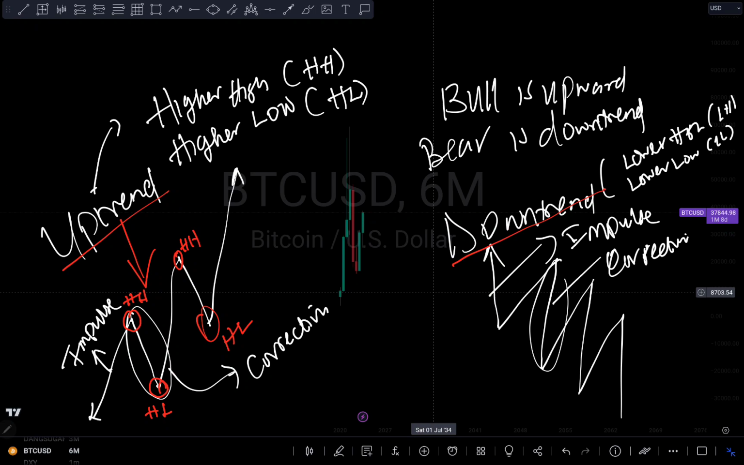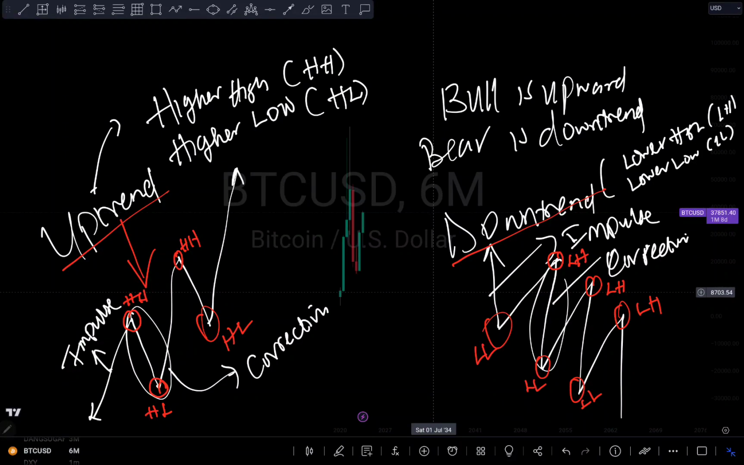Same goes with the downtrend right here. I told you those are L. So the ones up here are called lower high, lower high, lower high. The ones down here are called lower low, lower low, lower low. So this pattern right here is what forms uptrend and downtrend, and that is how you know, oh, we are in an uptrend, we're in a downtrend.